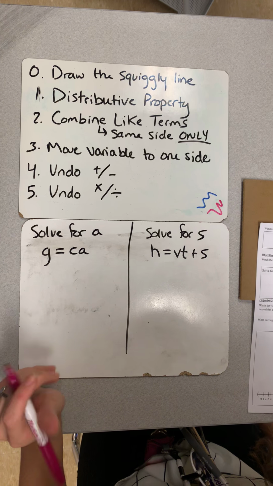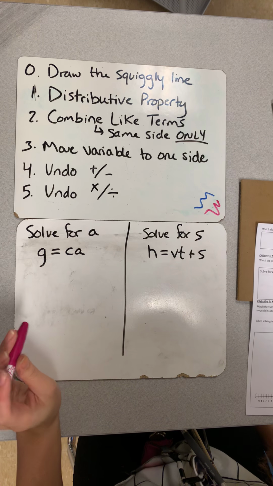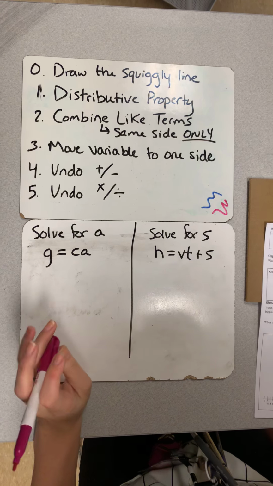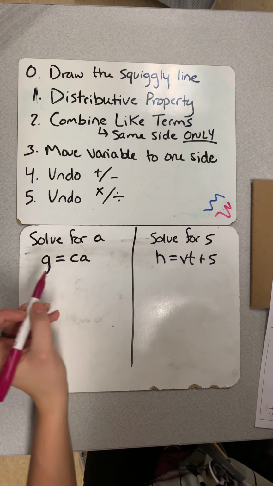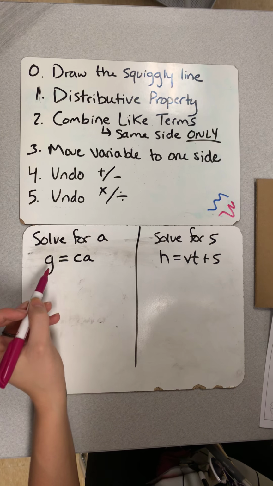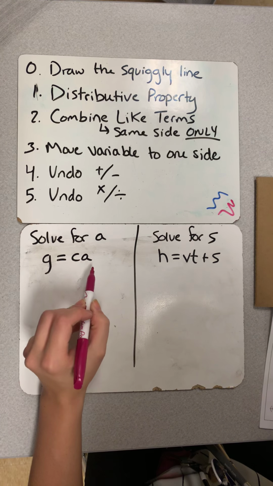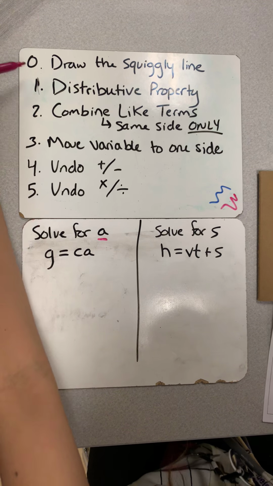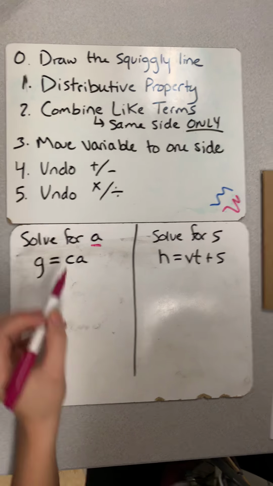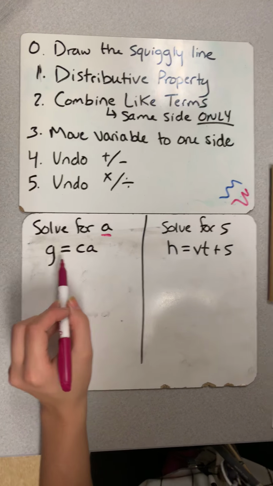Okay, so today this is our video on solving equations with only variables, for the power focus areas, one variable equations. So here's our first example, and the problem is G equals C times A. And we're going to solve this for A today. And we're going to use our same 5 steps we've been using, but there are no numbers, it's only variables.